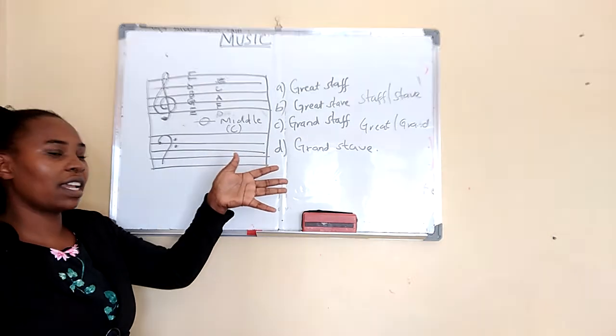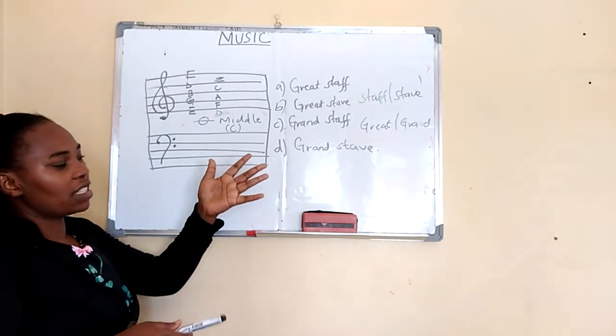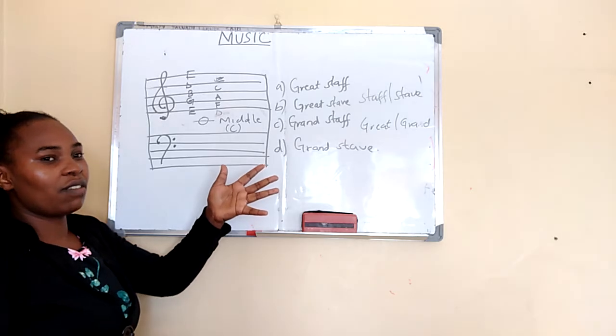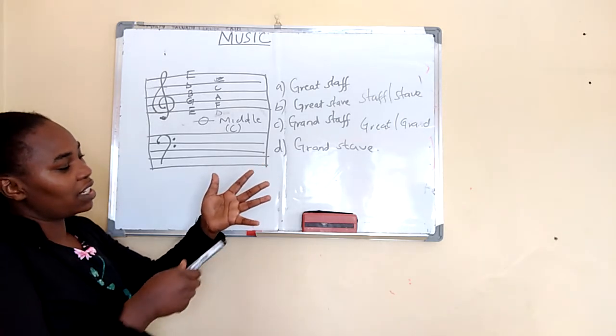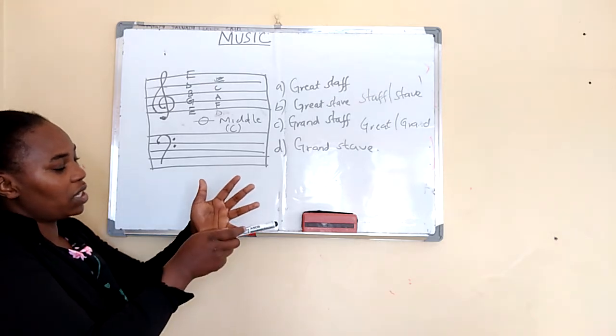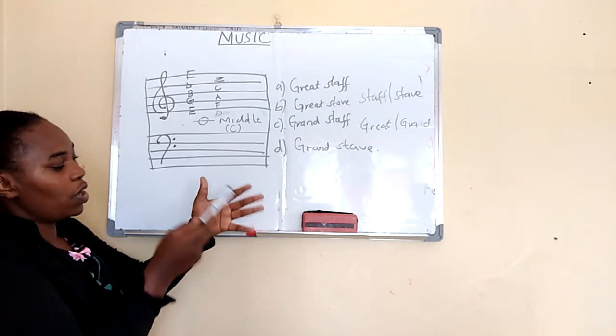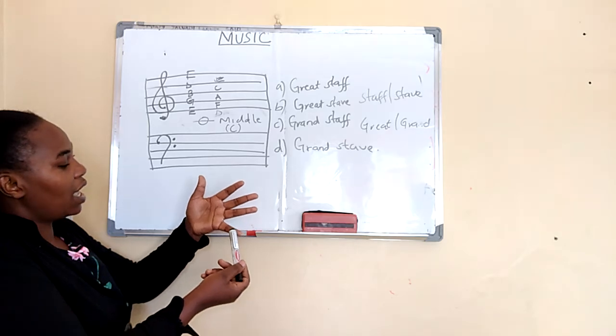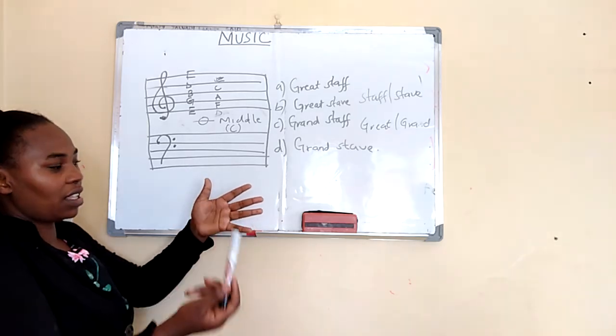I take my hand like this. So remember, a staff has 5 lines and 4 spaces. So this is 1, 2, 3, 4, 5. And spaces 1, 2, 3, 4. So this one I usually say, every good boy drinks Fanta.